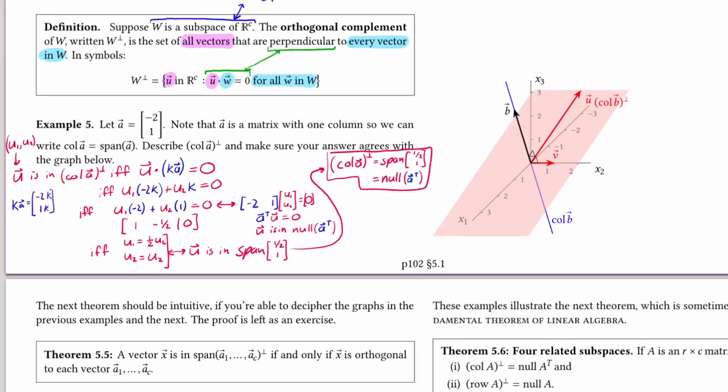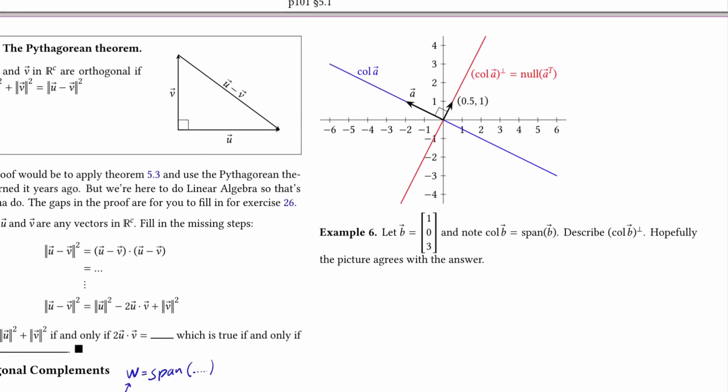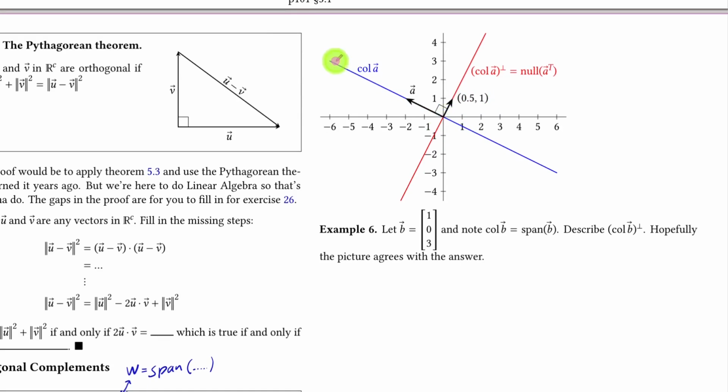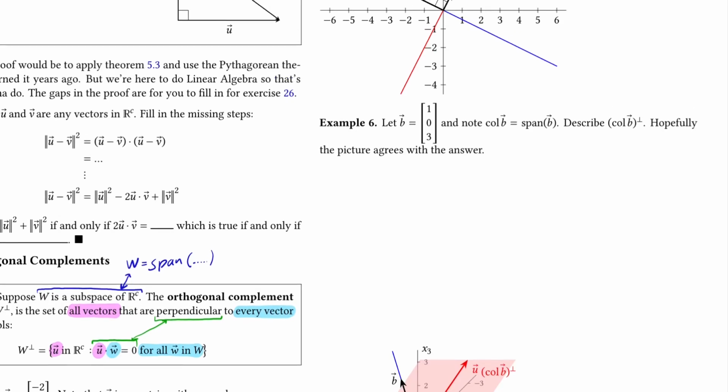So let's make sure that agrees with the picture over here. So this blue thing is the column space of A. There's the vector (1, -2). And yeah, we can see that the vector (0.5, 1) here looks perpendicular to A. And if it's perpendicular to A, it's going to be perpendicular to any other vector that's a multiple of that, right?